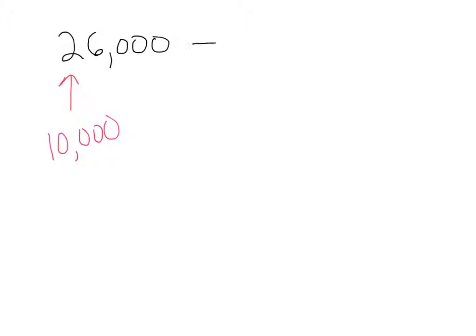So to take a couple of examples, if we have the number 26,000, the 2 is in the 10,000s column, which is a 1 followed by 4 zeros. So we would write it as 2.6, because we know the 6,000s, times 10 to the 4th.